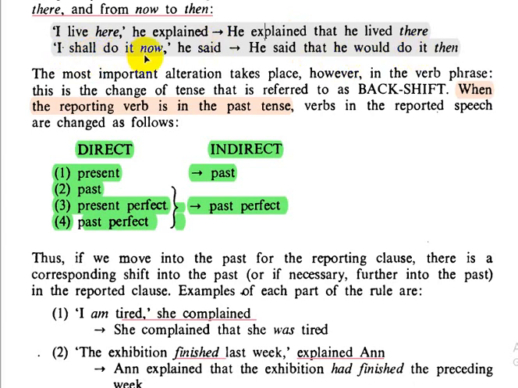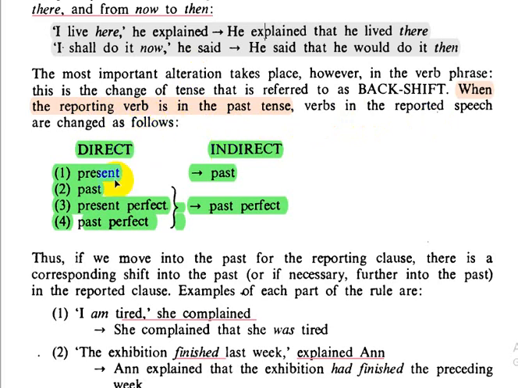Do it from now to then. So the most important alteration takes place. Alteration is the change, or تغيير. However, in the verb phrase, this is the change of tense that is referred to as backshift. When the reporting verb, we said the reporting verb means, for example, he said, he explained, he promised, he whispered, etc. is in the past tense, the verbs in the reported speech are changed as follows.